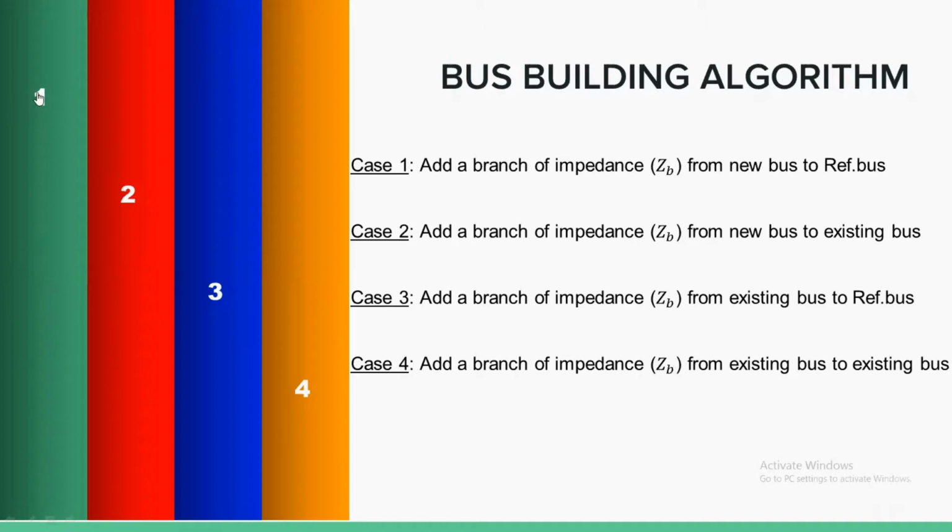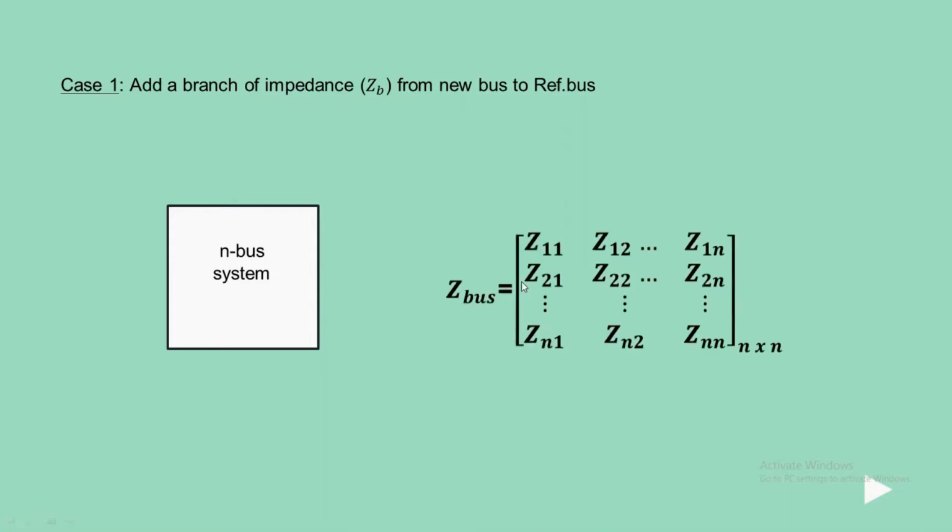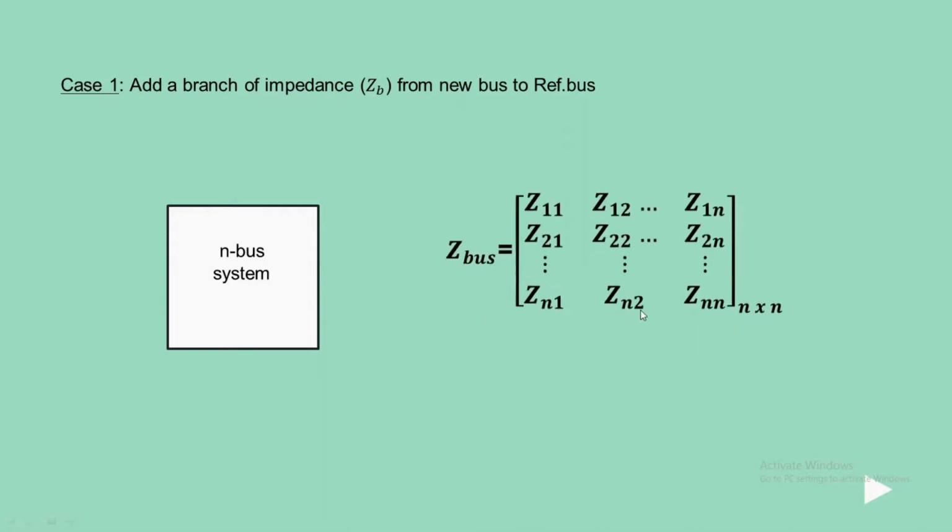Let's see case number 1. Add a branch of impedance ZB from a new bus to the reference bus. Consider an n bus system. This power system consists of n number of buses except the reference bus. The bus impedance matrix of the system is like this. The order of the matrix is n by n. Now let's add a new bus with branch impedance ZB to the reference bus.